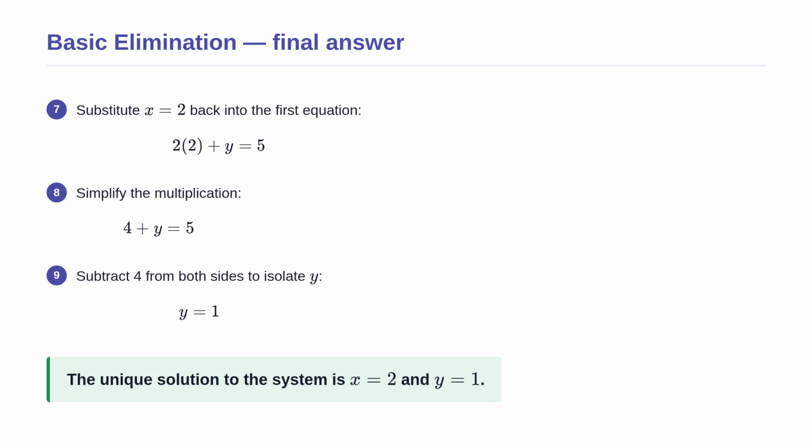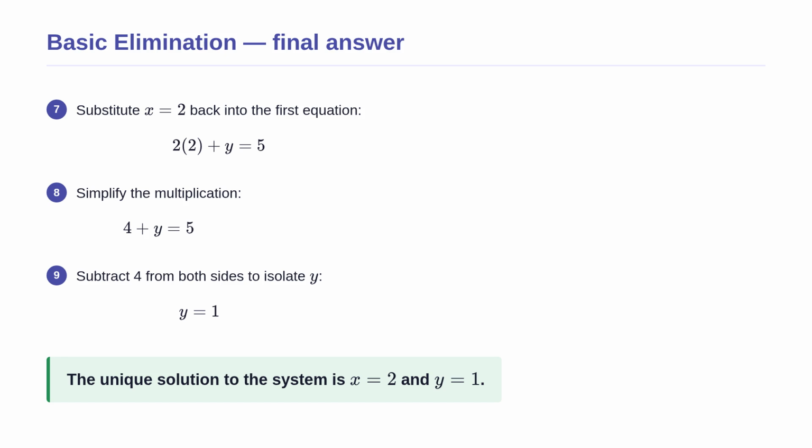With our first variable found, let us finish the puzzle. We take the value we just found for x, which is 2, and substitute it back into our very first equation. We replace the letter x with the number 2. This gives us an equation where y is the only unknown left to find. We multiply the 2 by the 2 to get 4. The equation now clearly shows that 4 plus some unknown number equals 5.